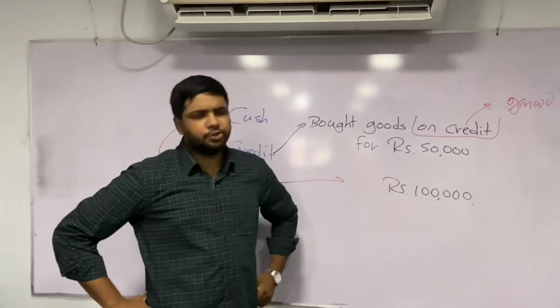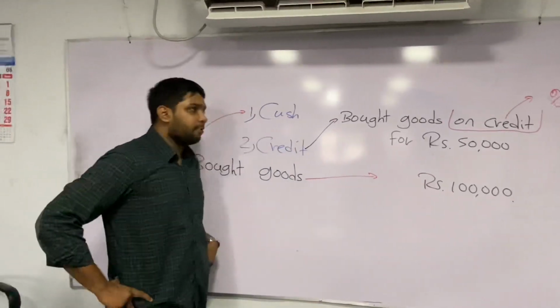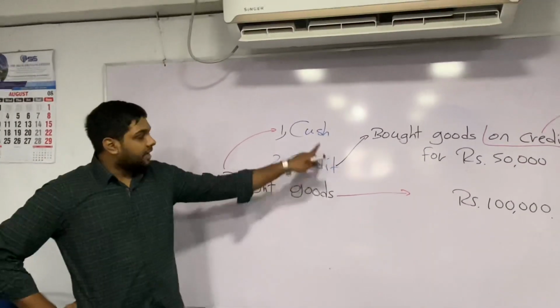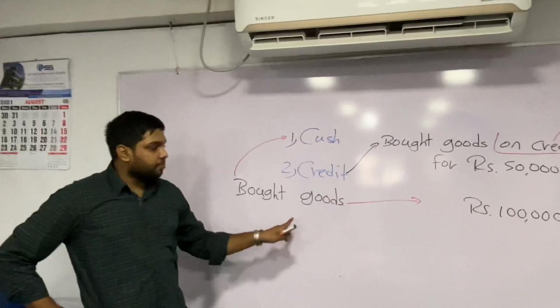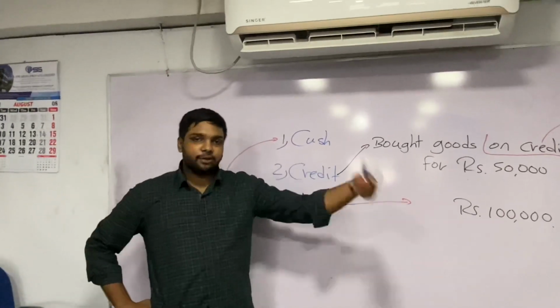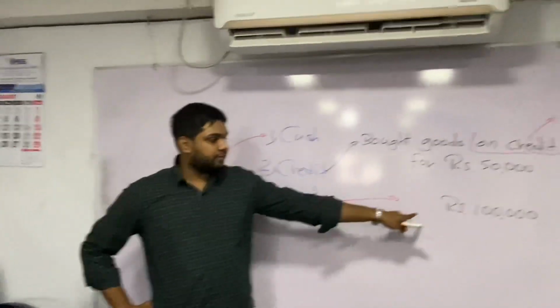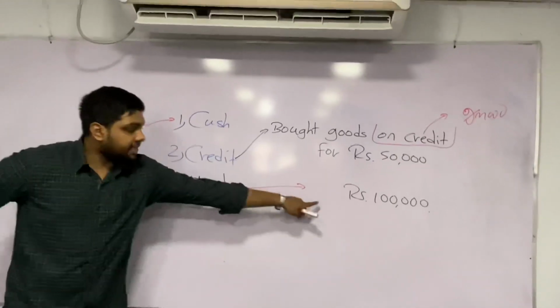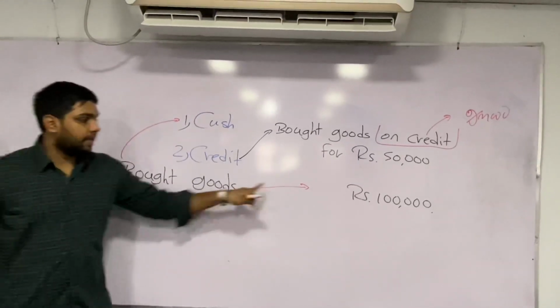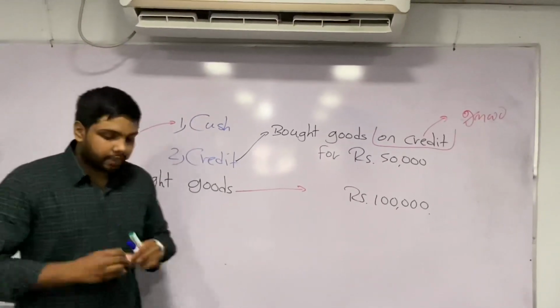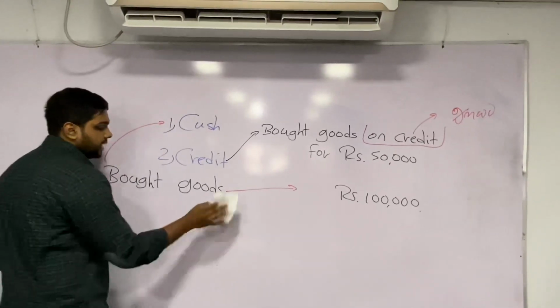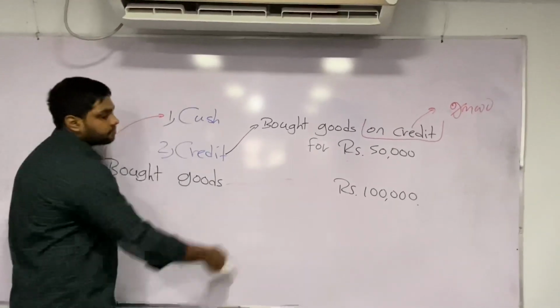Now you might be thinking for a while, hey, it's an easy task, no? Right, now the problem comes here. This is cash: I showed you bought goods on cash for 100,000 is cash, bought goods for 100,000 is cash, because in this transaction, I'll show the difference. I'm going to erase this part.